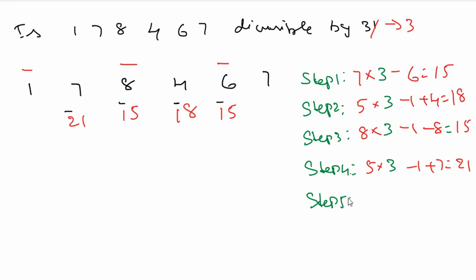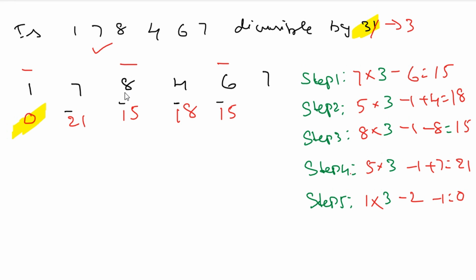Next, step 5. What is step 5? You will multiply this 1 with a negative oscillator, that is 3, minus 2, that is equal to minus 2. And then what is the last one? Minus 1. That is 3 minus 2 minus 1, which is equal to 0. Now you will write down 0 at the bottom of this minus 1. Now you will check whether 0 is divisible by 31 or not. Yes, that's why 178467 is also exactly divisible by 31.